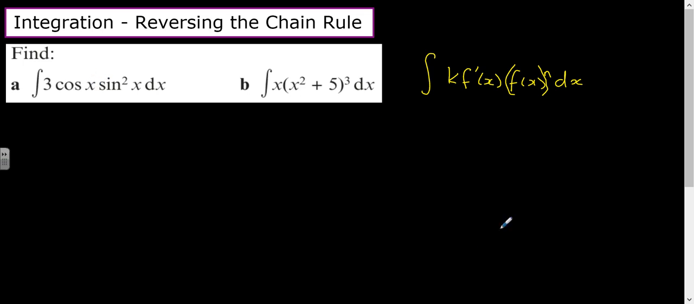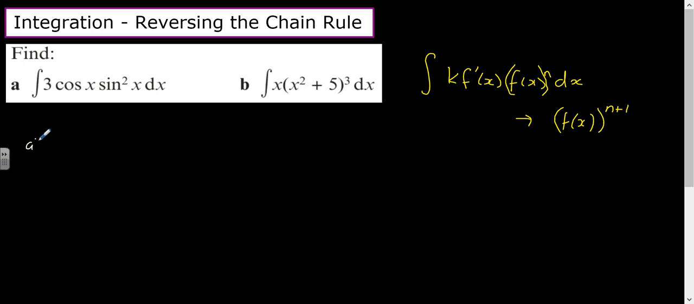So when we have this, what we have to try is the function of x all raised to the power of n plus 1. That's our guess. So we add 1 to the power, and then we make an adjustment.